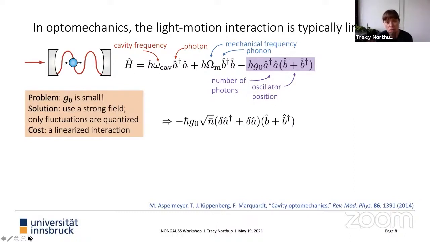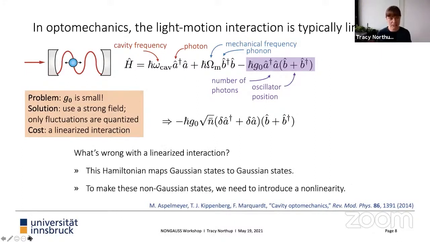So when you look only at the fluctuations, that is, you replace this photon operator with an average plus a fluctuation term delta A that's quantized, then you get a term that looks like the one I'm showing you here, which is a linearized term. Okay, how bad is a linearized interaction? You can do lots of nice things with it, including the kind of cooling to the ground state that I've described to you already. But this is a Hamiltonian that fundamentally maps Gaussian states to Gaussian states. So if you started out with a Gaussian state, which seems reasonable, you're not going to be able to get out of that space.